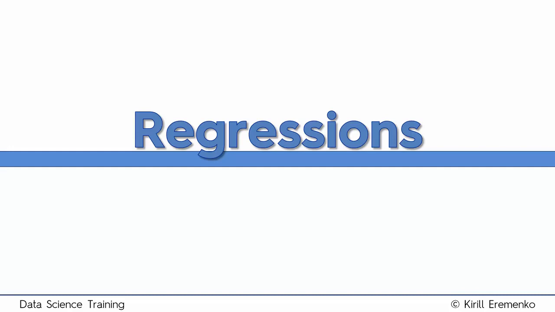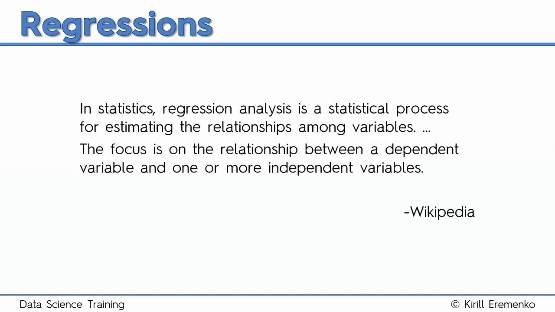In this whole section, we'll be dealing with regressions quite a bit. So in today's tutorial, we're going to talk about the different types of regressions we will be covering off. This is how Wikipedia defines a regression. In statistics, regression analysis is a statistical process for estimating the relationships among variables. The focus is on the relationship between a dependent variable and one or more independent variables.